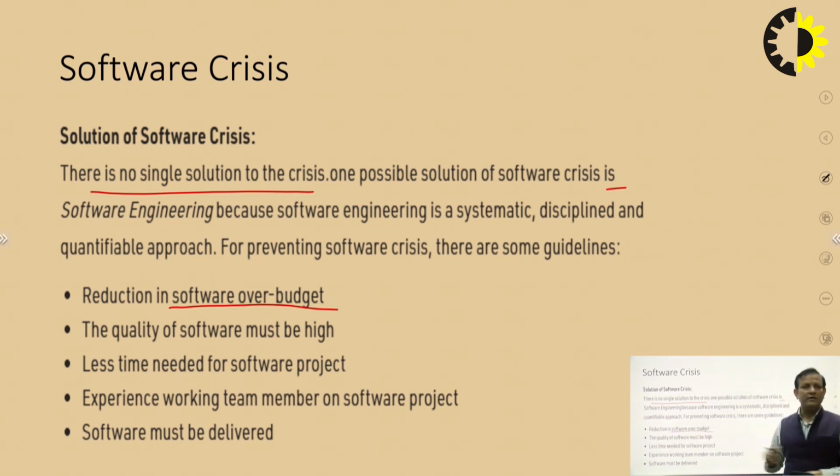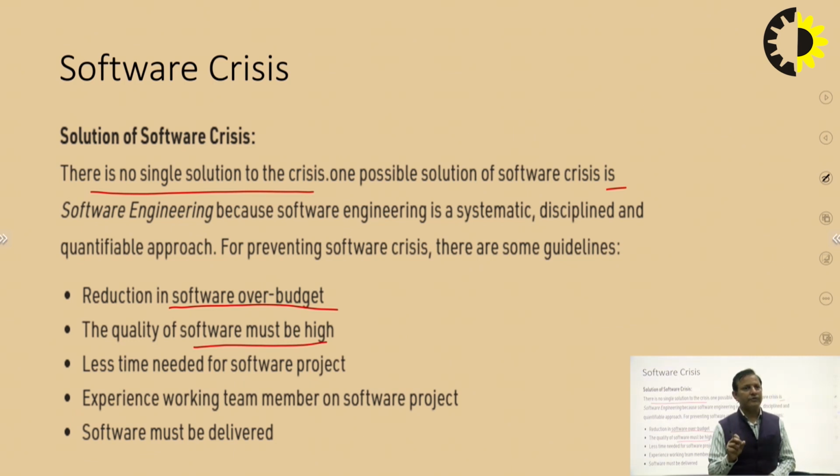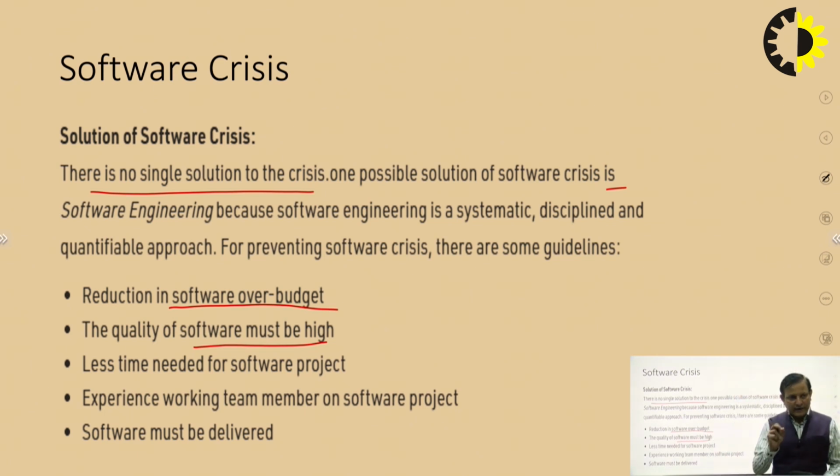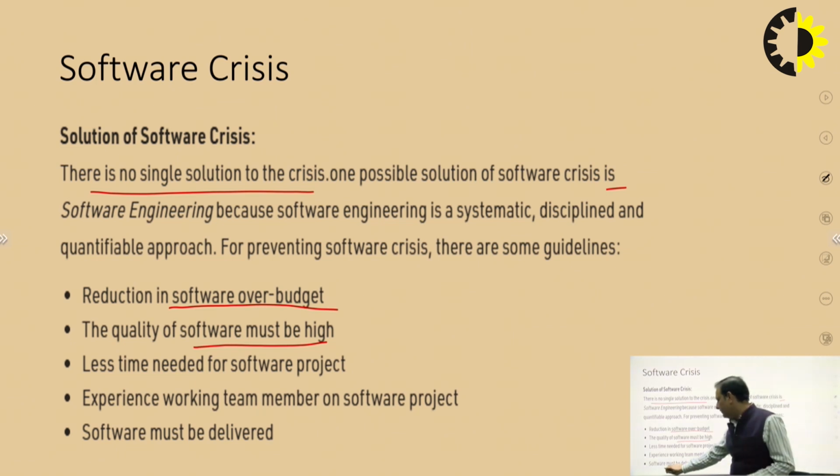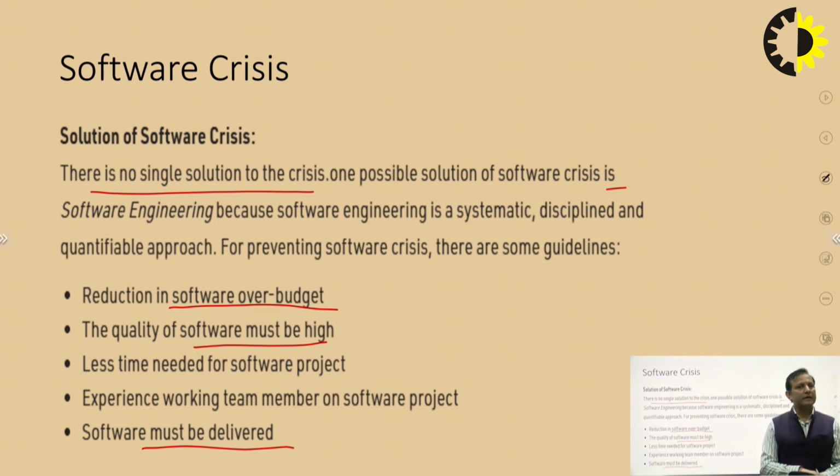We can reduce the software budget. Quality of software must be high. We need to take less time to develop the software project. Experienced team members must work on the development of the project, and it must be delivered. We must deliver the things.